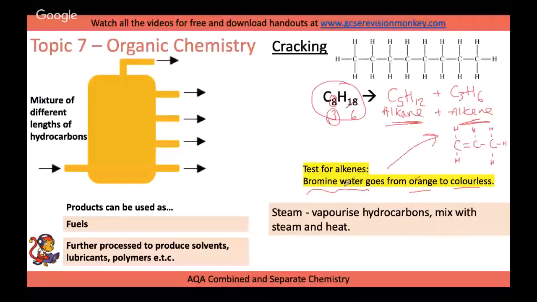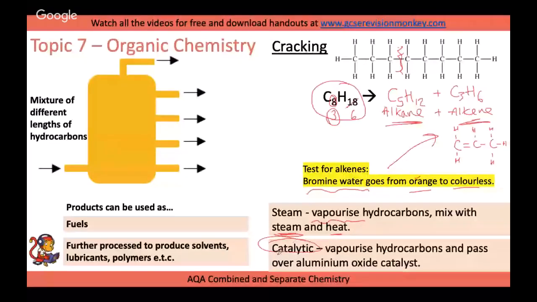One of those is steam cracking. For this process, you would vaporize your hydrocarbons, so turning them into a gaseous vapor, and mix them with steam and heat them up, and that will then crack your hydrocarbon. Or you may well see something called catalytic cracking. It's got the word catalyst in there. This is where you vaporize the hydrocarbons again, but this time pass them over an aluminium oxide catalyst, and it will do the same process of cracking the molecule.